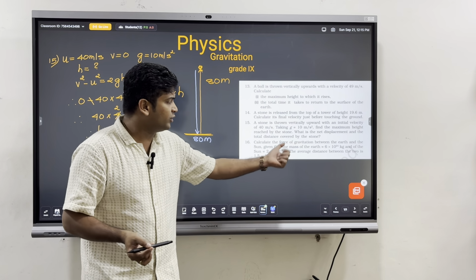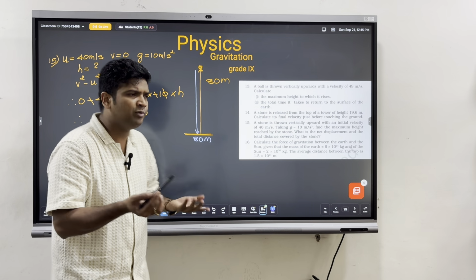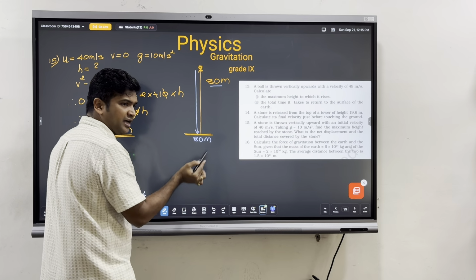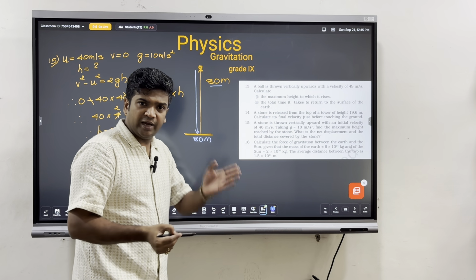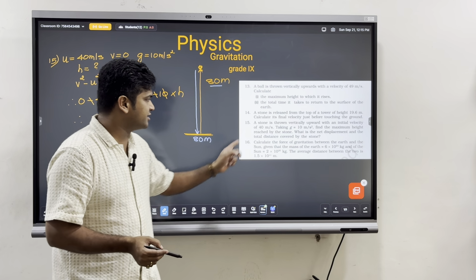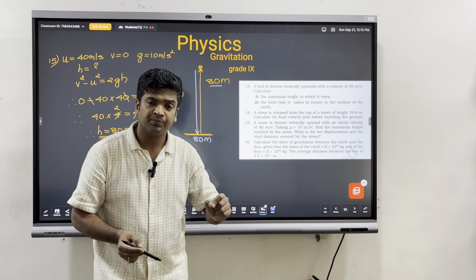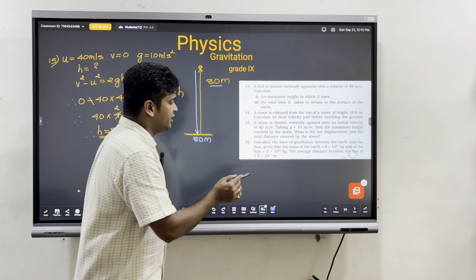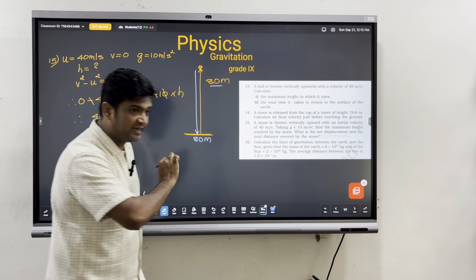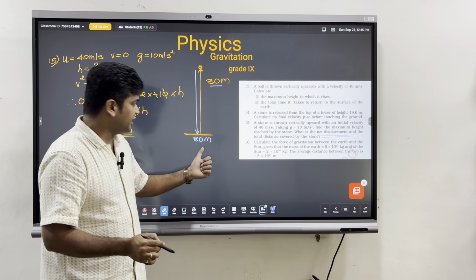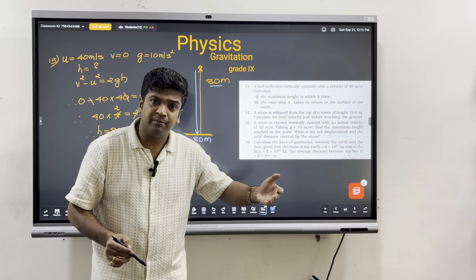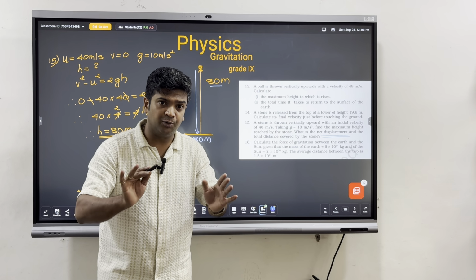And now the total distance covered by the stone, no problem. So to go up, it covers 80. To come back, again it will cover 80. So 80 plus 80, 160 meters will be the total distance covered by the stone. So understand one thing, children, if they ask such questions, what is the net displacement? So you need to write that the initial and the final points of that stone are the same. So net displacement will be 0.